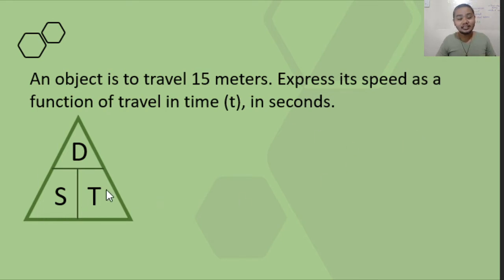So, kunyari, distance ang pinapahanap. So, that would be speed times time. Kapag speed yung pinapahanap naman, that is distance over time. Kapag time yung pinapahanap, that will be distance over speed. Okay? Ngayon, since dito sa ating example, express its speed. So, we're asking for the speed. So, we can use S will be equal to D over T.